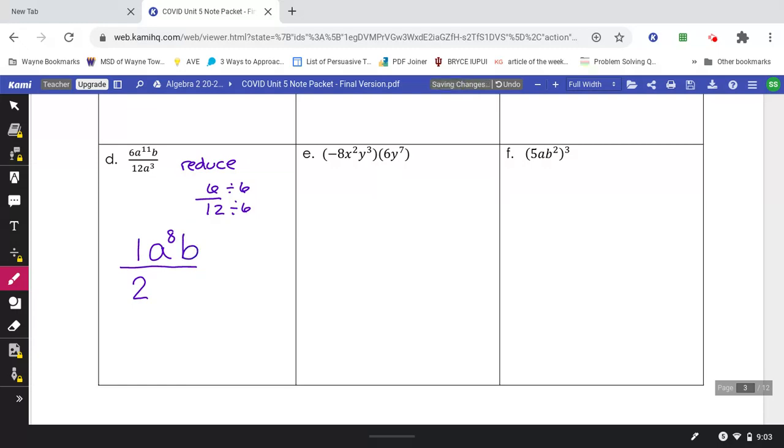If it doesn't have an exponent on it, we know it is an invisible 1 right here. So this answer, you probably will see it written like this, without this 1 in front and without the 1 on the b.